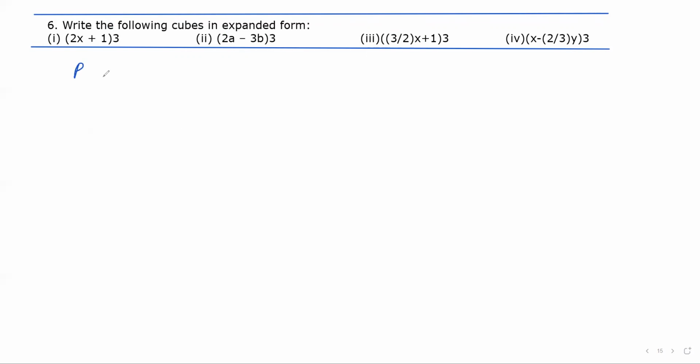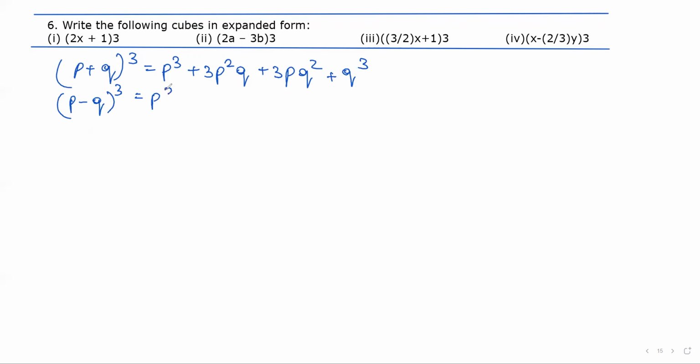So P plus Q whole cube is equals to P cube plus 3P square Q plus 3PQ square plus Q cube. P minus Q whole cube is equals to P cube minus 3P square Q plus 3PQ square minus Q cube. Now all you have to do is compare your LHS with the given expression or combination of factors and put it in the formula.